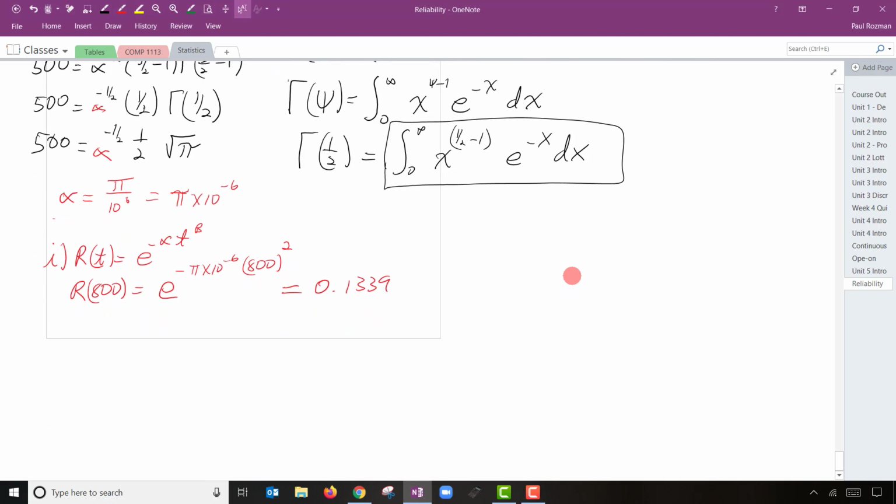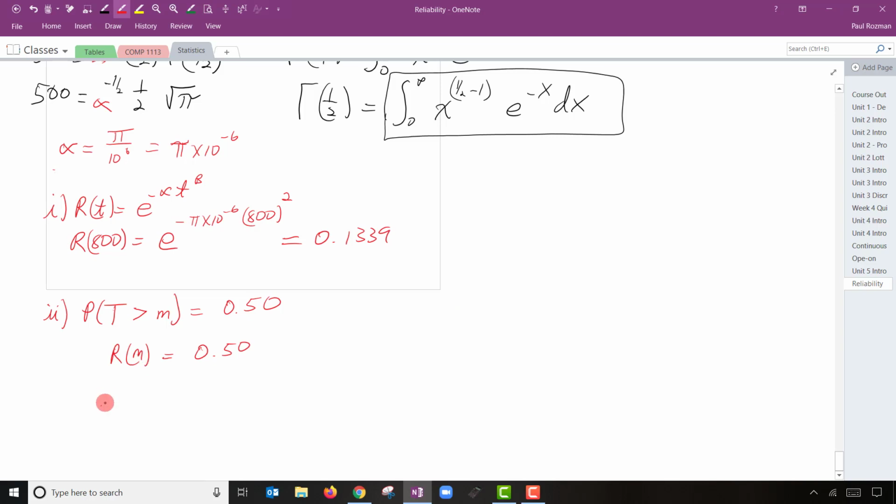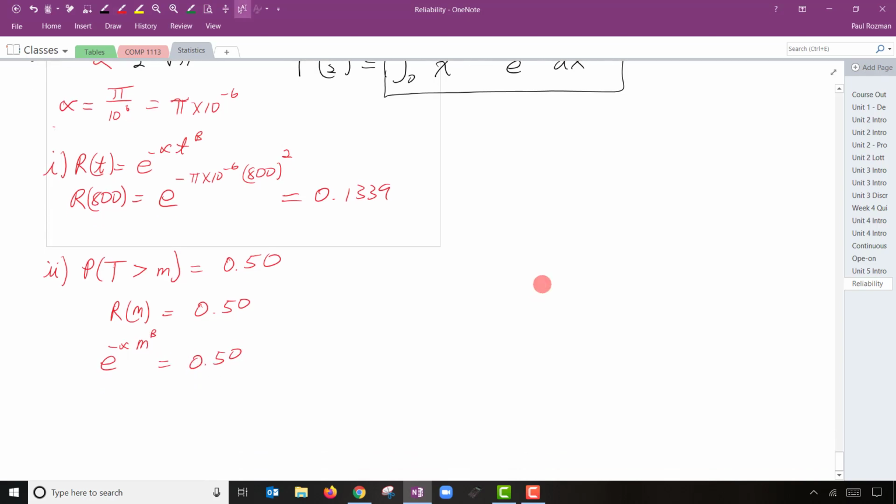To figure out the median, again, the probability that our time to failure is greater than some middle amount will be 50%. So we're just going to use R of m equals 50%. Substitute that in: e to the negative alpha m raised to the beta equals 0.50. And we're solving this for m since we already know alpha and beta.